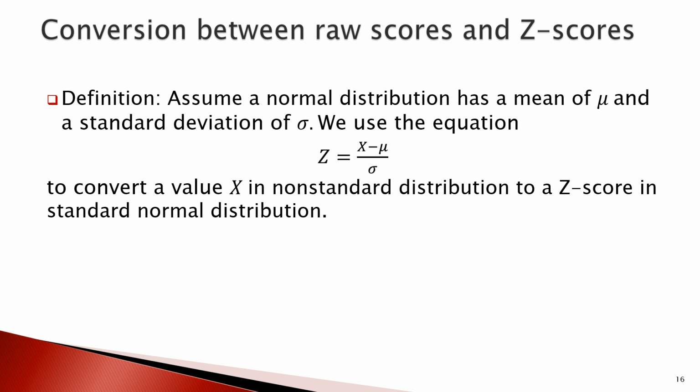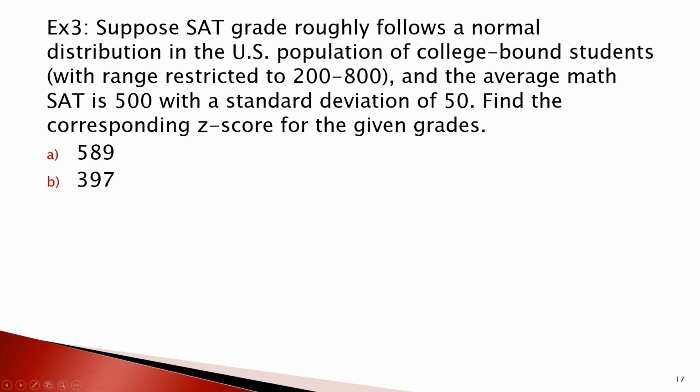So we cannot do it for all data sets. So we have a standard table. Okay, we have a standard normal distribution table. So whenever we have normal distribution, we are going to take it and convert it to a standard normal distribution using this formula. So, for example, let's say SAT grades roughly follow a normal distribution in the US population.